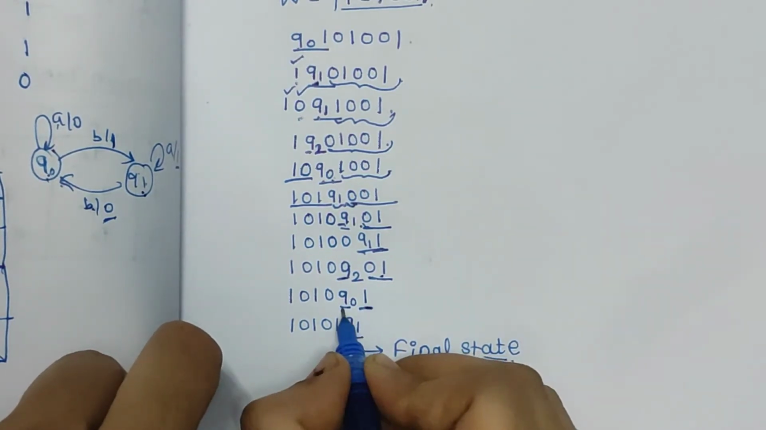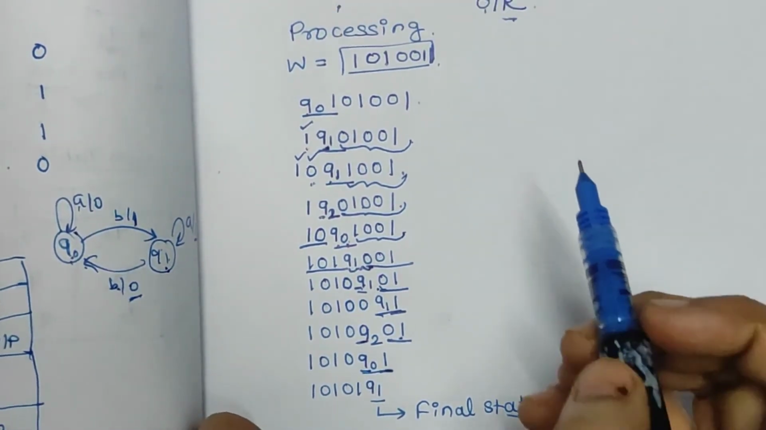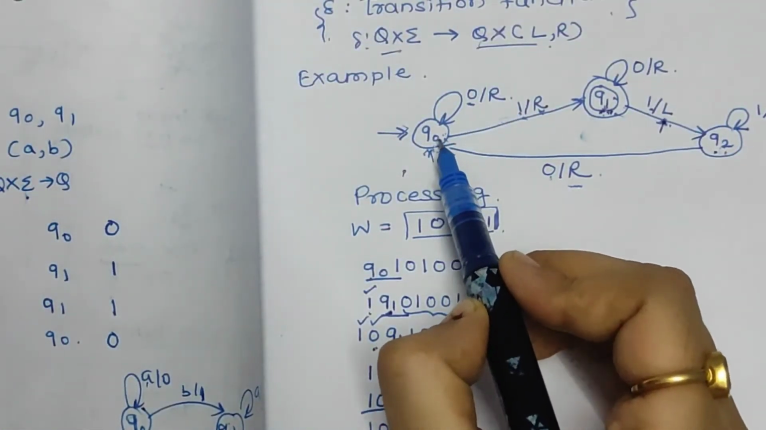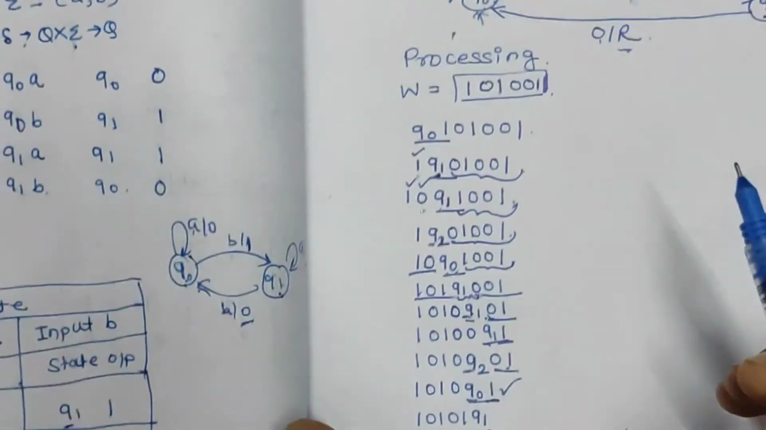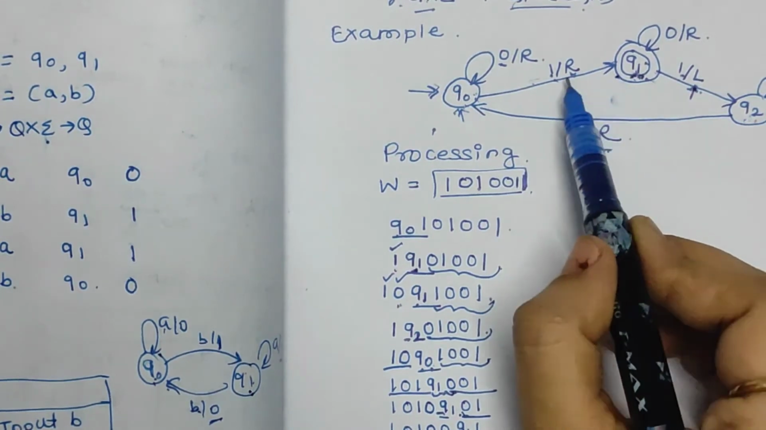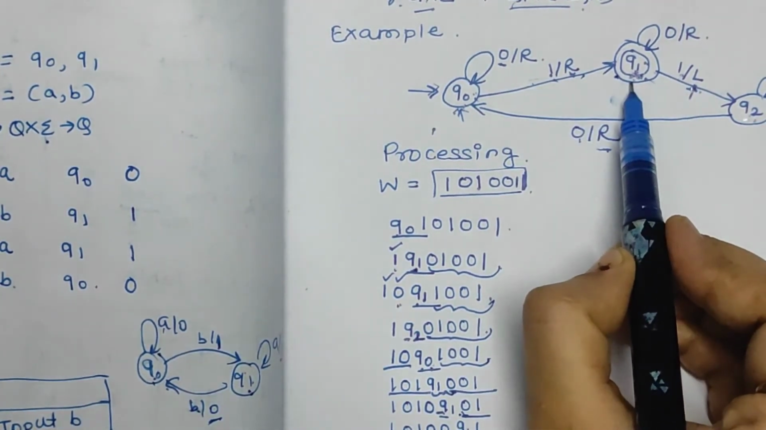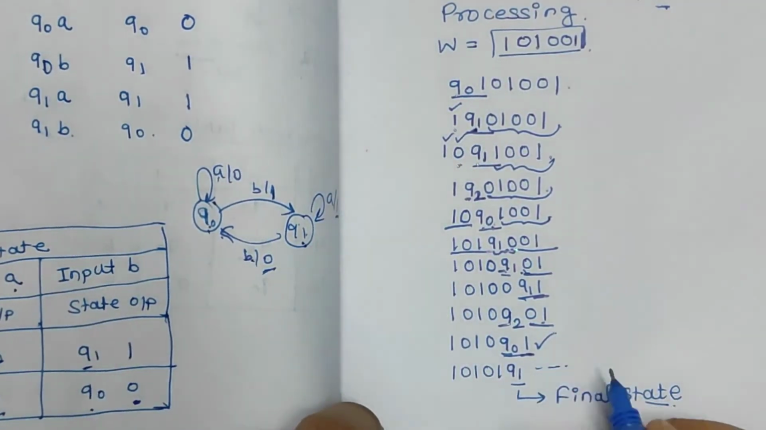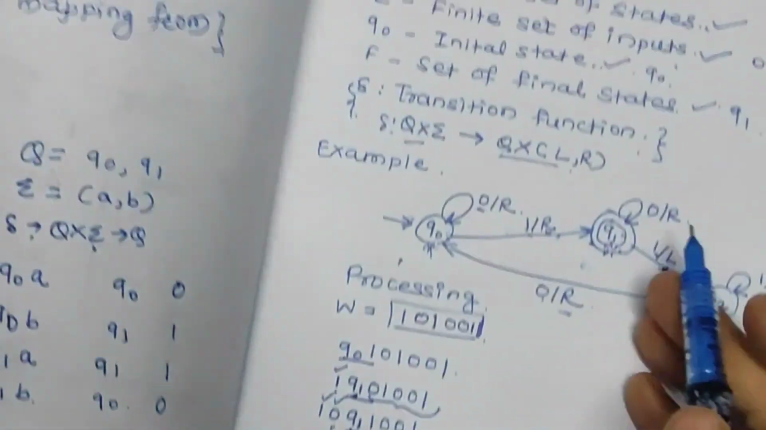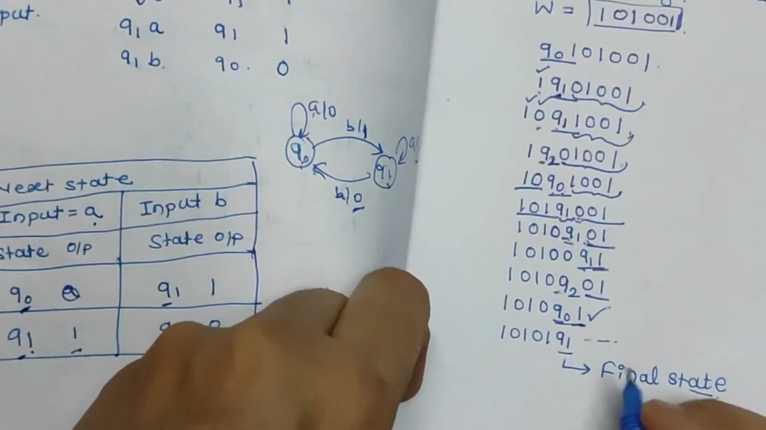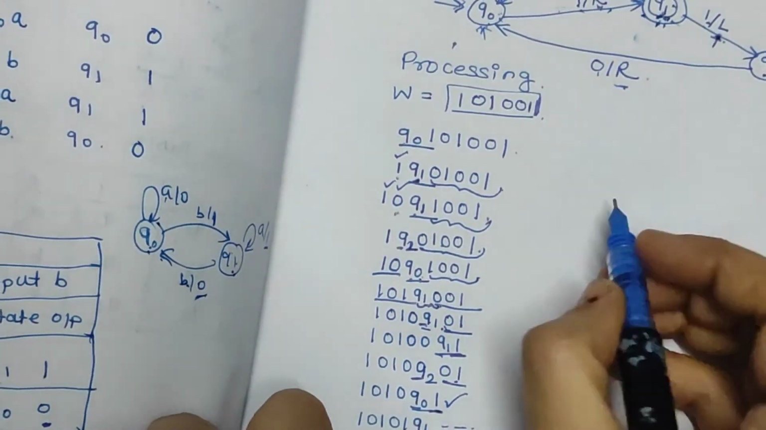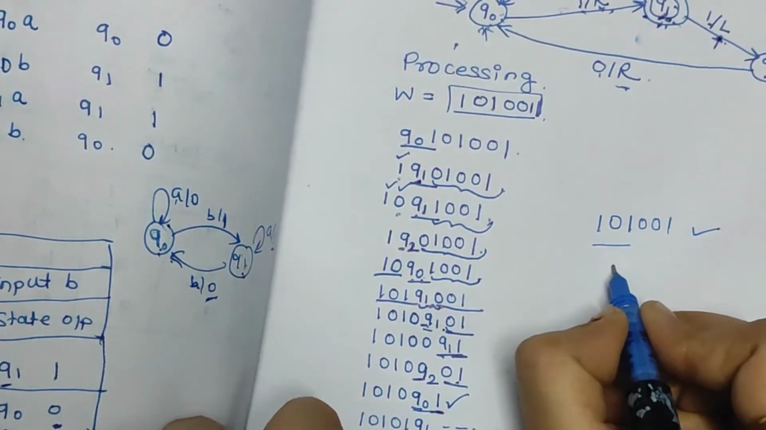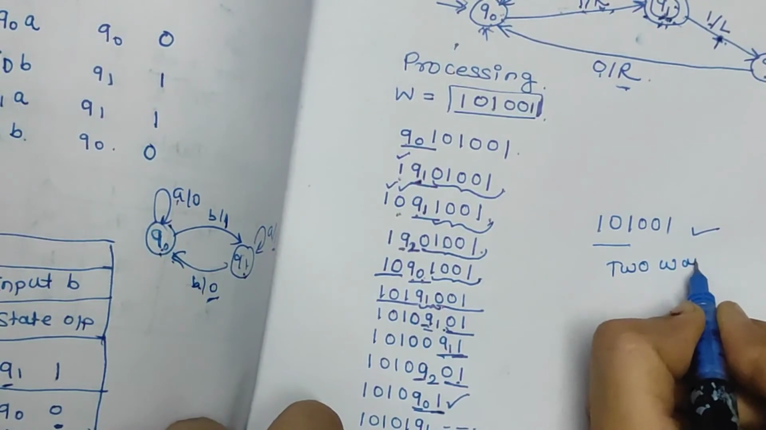We have moved towards right and the only part left is 1. Now in Q0, if we give 1 as input, we move towards right, and at the end we get state Q1. Now there is no symbol left to be processed, and you can see our Q1 state is the final state. That's why we can say that this string 101001 is accepted by this two-way finite automata.